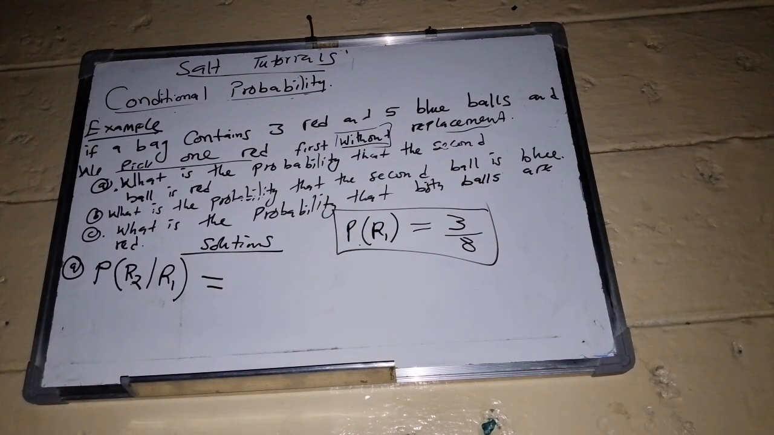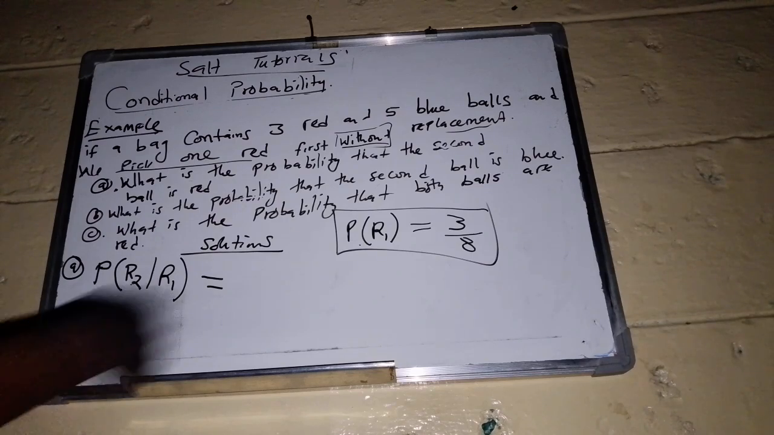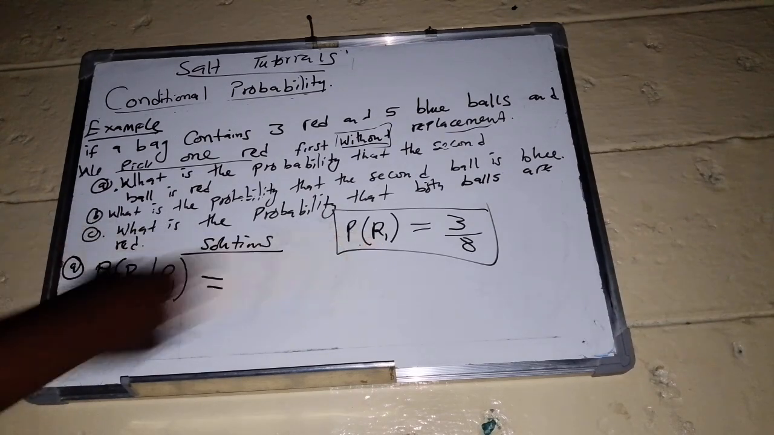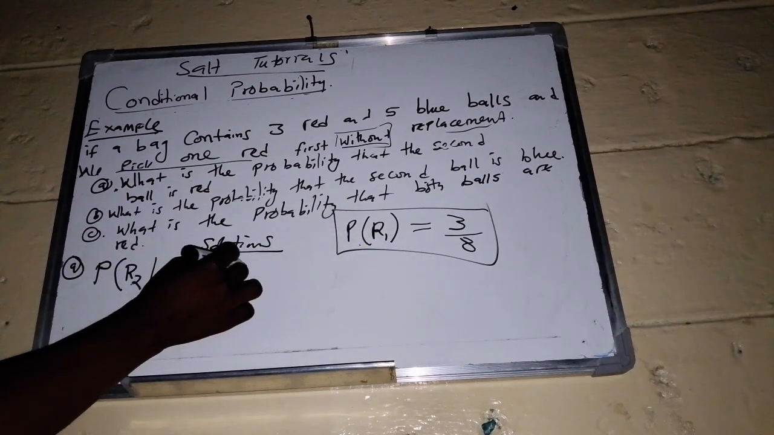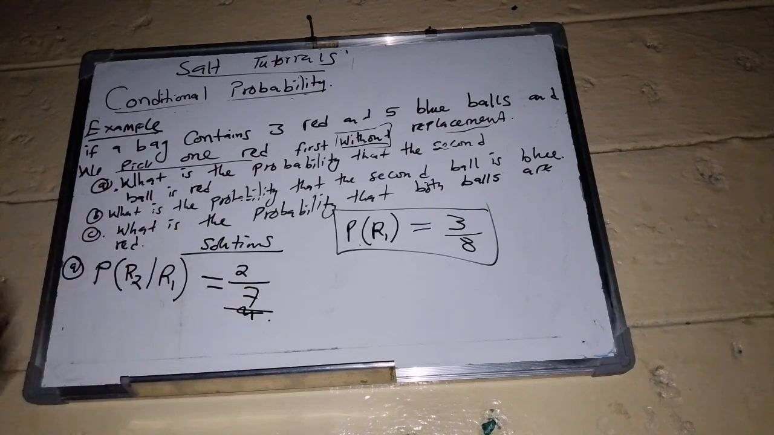But the question comes in to say, what is the probability of me picking the second red? Now, the probability of me picking this second red will not be the same as in the first place, but it has been affected because the first red was not replaced. So this time around, I'm going to have 2 over the total 7. This will be my probability of picking my second red.